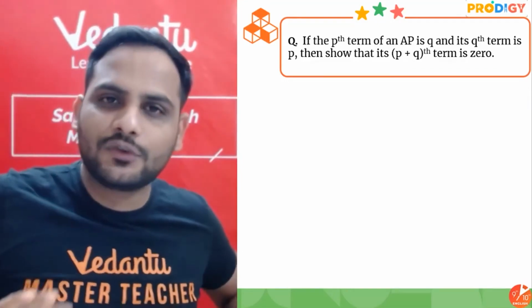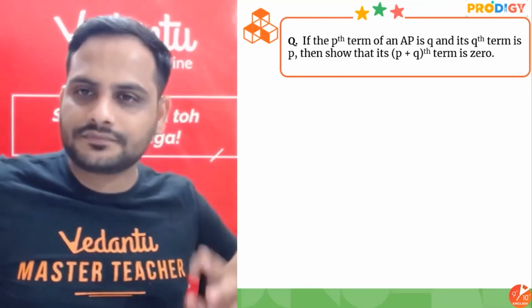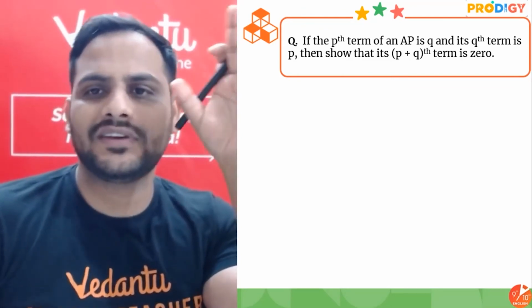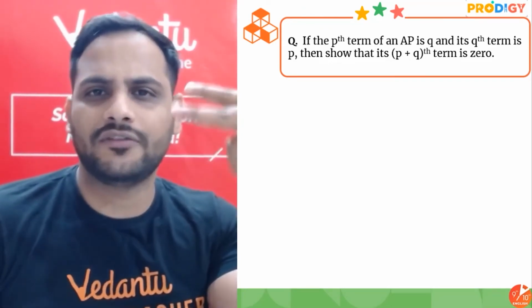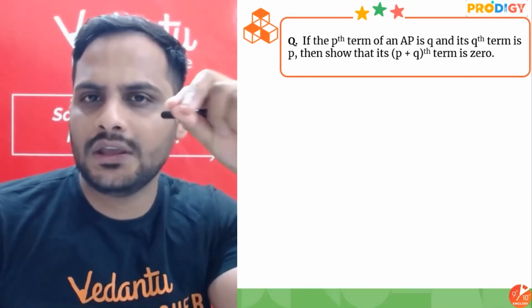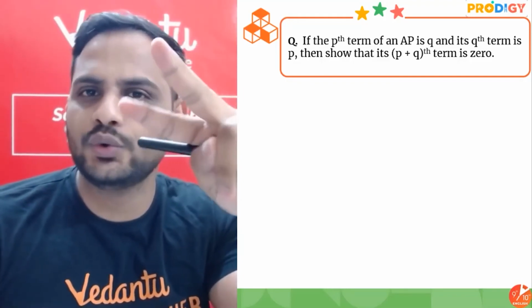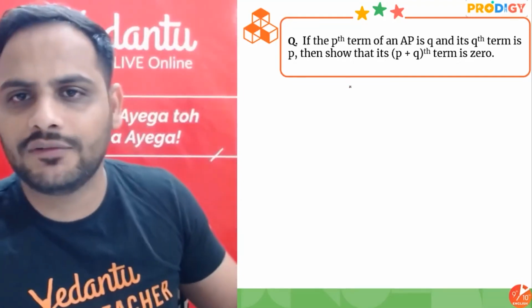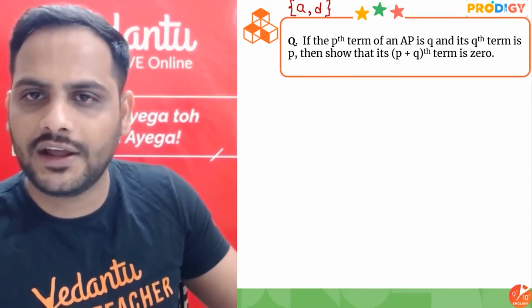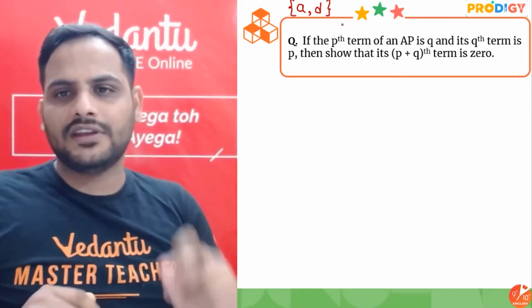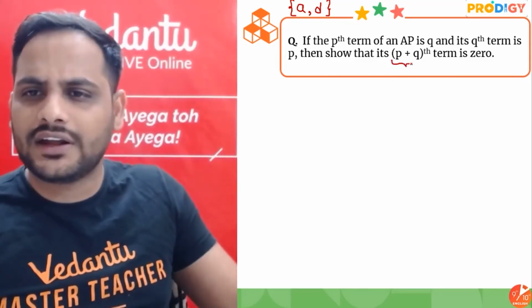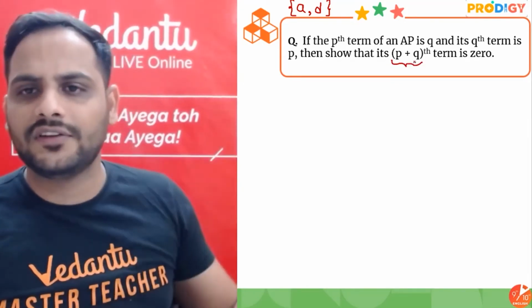Now, if you look at this question carefully, you will see the pth term of an AP is given as Q, and the qth term of an AP is given as P. So two terms of an AP are given, and if they have given me two terms of an AP, easily I can get two equations in A and D. I have always told you, beta, first term and common difference. We need to think about these two every time. What is my first term? What is my common difference? And once I get to know my first term and my common difference, then I can find out whatever term I need. So let's first start with the information given.